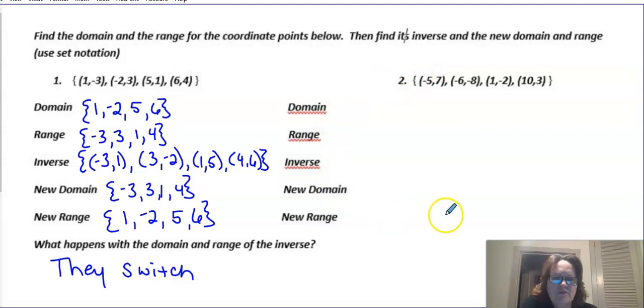I'm gonna leave this one to you because we just did one. So I want you to state the domain and range, the inverse function, which is all of them switched, and then the new domain and new range on that one. So I'm gonna let you finish that one.